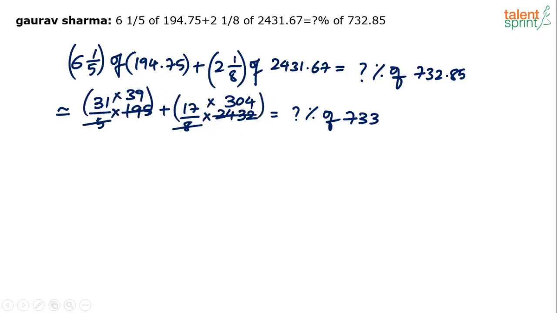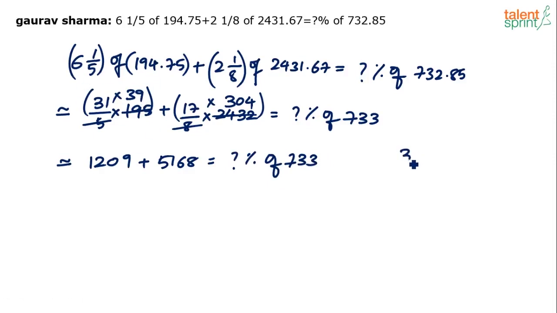If you do it on paper, then you are not following the best of techniques, right? 31 into 39, in my view, will be 900 plus 300 plus 9, which is 1209. I'll explain why I've done that. And 17 into 304 will be 5100 plus 68, 5168. I'll continue with this. Is what percent of 733. Now let me tell you what I've done here.